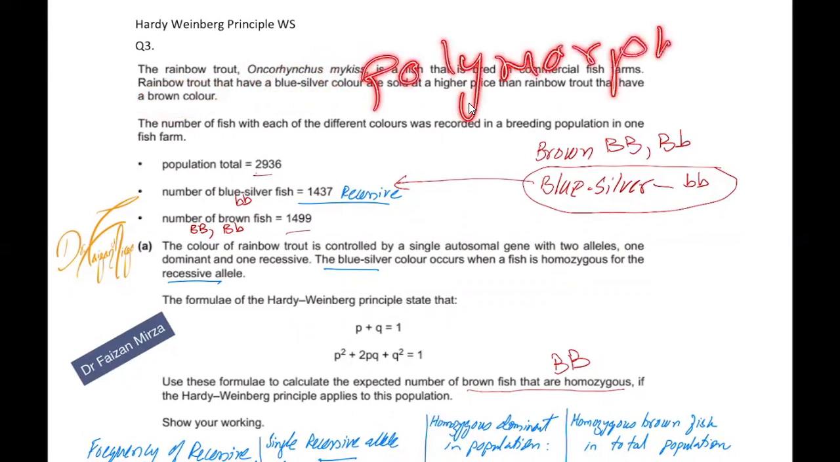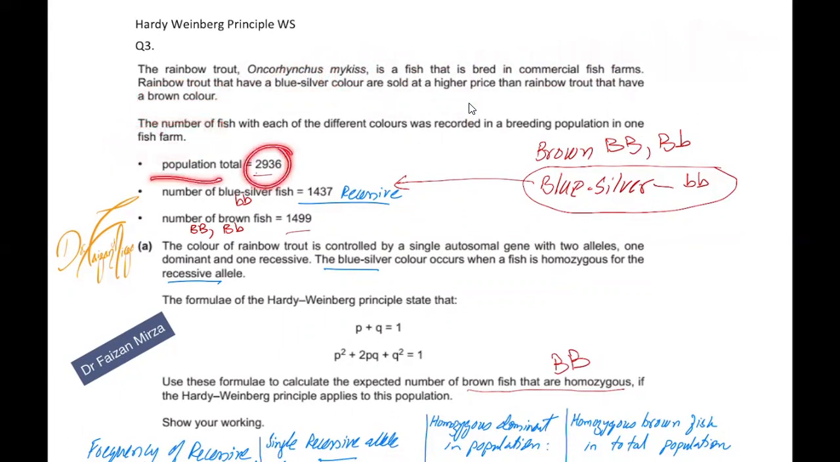It is just the occurrence of more than one phenotype of an organism in a particular population at the same time. So the number of fish with each of the different colors was recorded in a breeding population, one fish farm. So if it's a fish farm, they must be going for selective breeding. The total population of the fish is 2936. The number of blue and silver fish is 1437. Is it dominant? Is it recessive? We'll go for it in the information which is given to us later on. The number of blue silver is 1437. The number of brown fish is 1499. So this information is given to us.